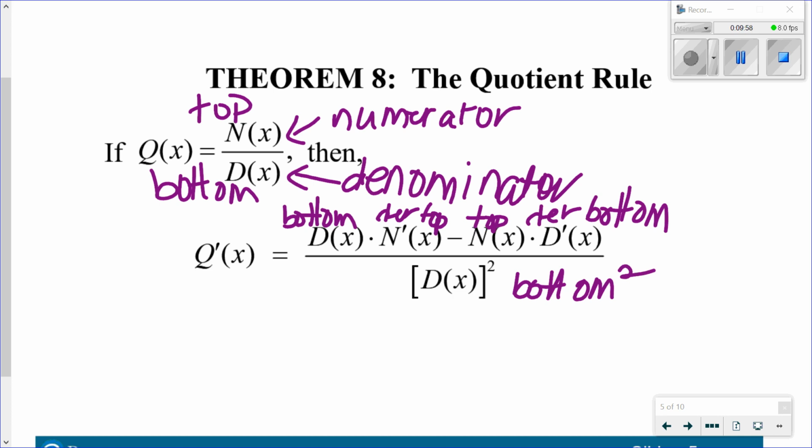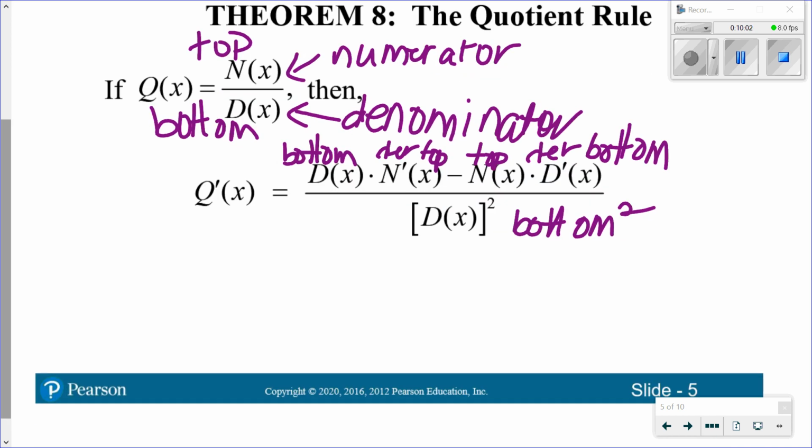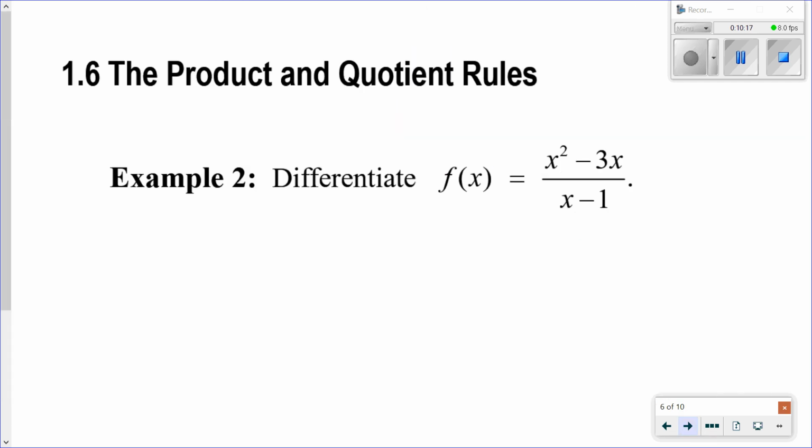Okay, so some of you might like to write out denominator, denominator prime, numerator, numerator prime, and write that out so that you have the pieces ahead of time. All right, so here's our first example.